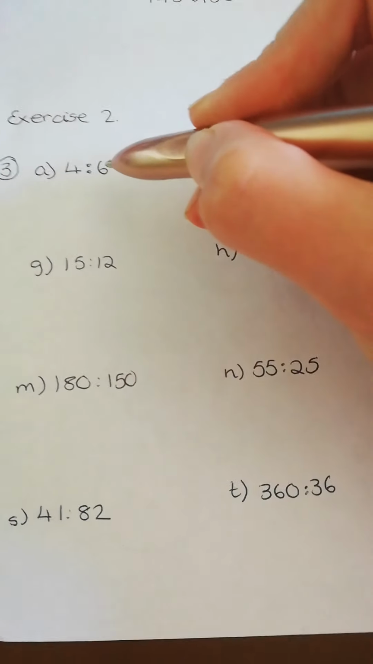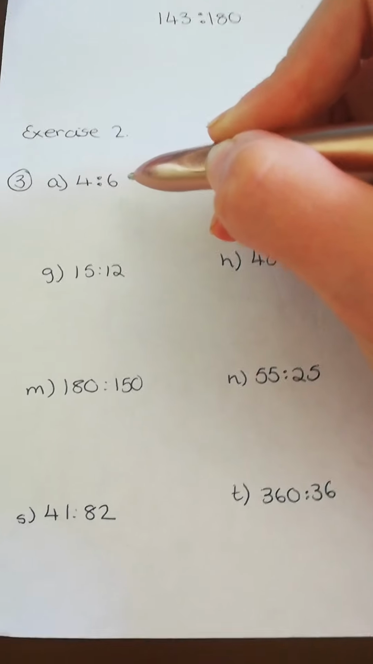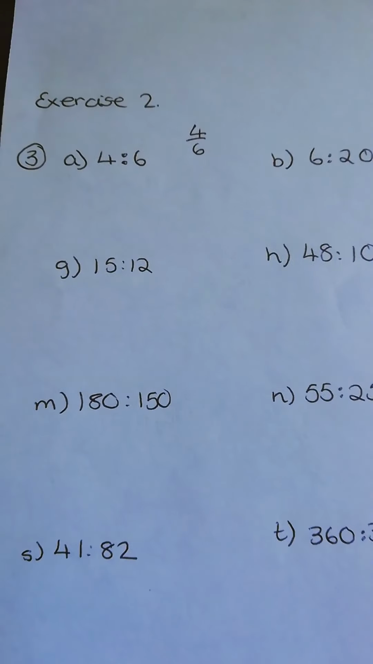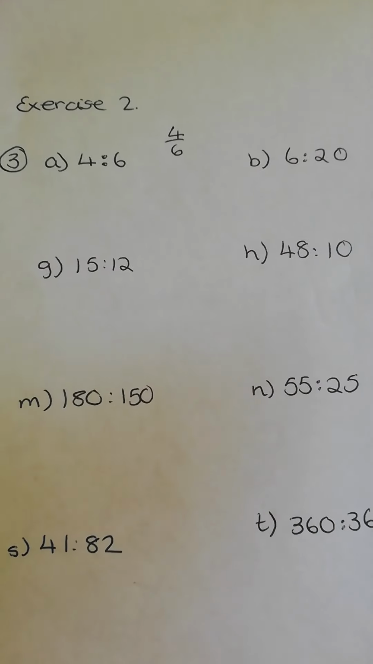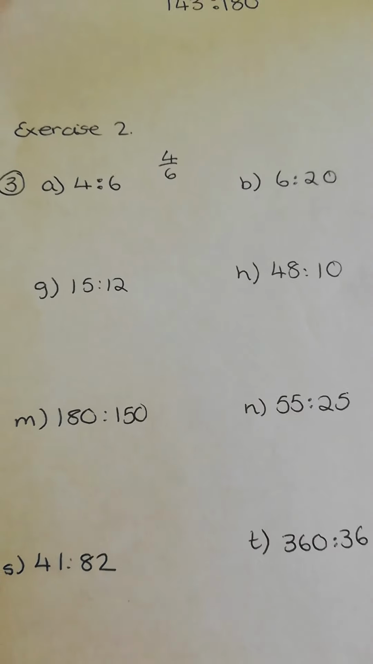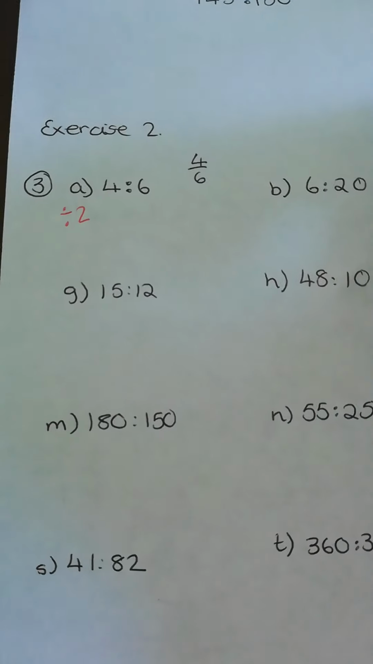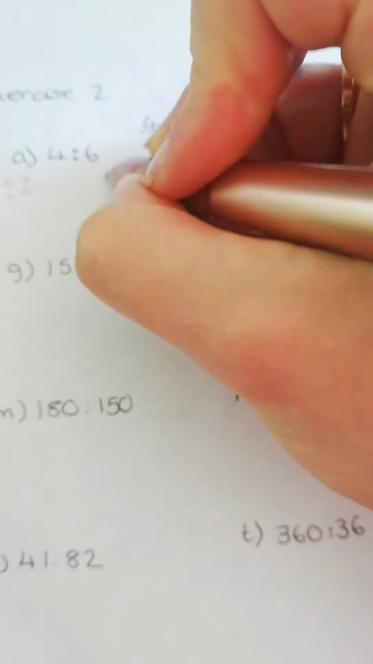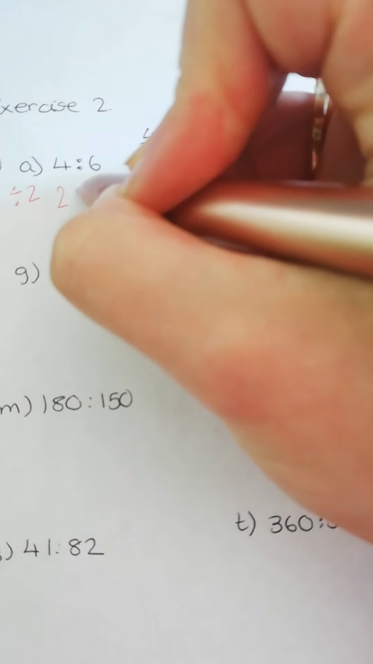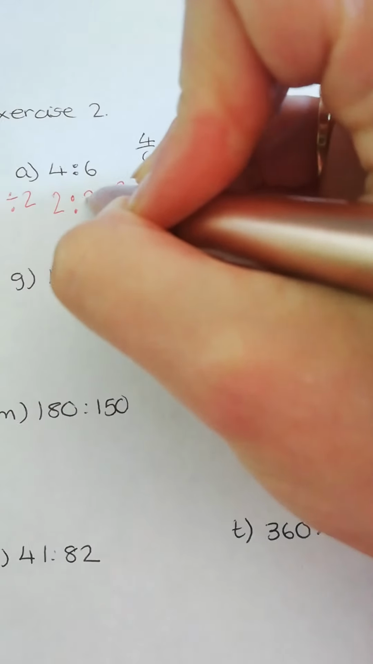So this first ratio is 4 to 6, and we've been asked to simplify that. Now, when we're simplifying it, it's like if we were simplifying the fraction 4 over 6. You're trying to think what times table 4 and 6 are both in. So I spot that 4 and 6 are both in the 2 times table. So I'm going to divide both sides of this ratio by 2. If I divide 4 by 2, I get 2. And if I divide 6 by 2, I get 3.